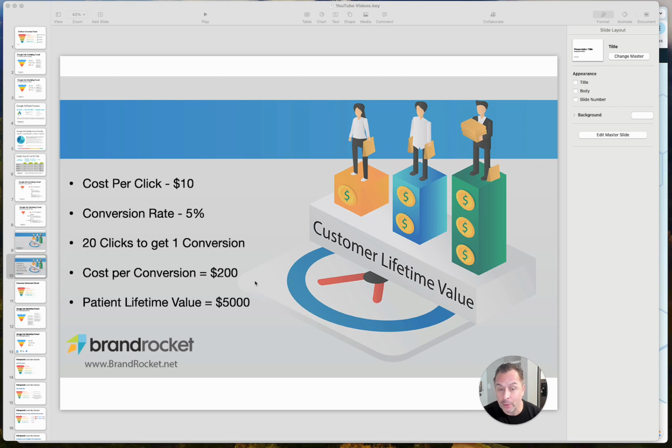So cost per conversion of $400, but we have a patient lifetime value because we did our work and we did the calculations. We say average patient lifetime value is $5,000. So we are way ahead of the game. And in fact, in this particular case, you'd be able to bid very aggressively for the right page position.